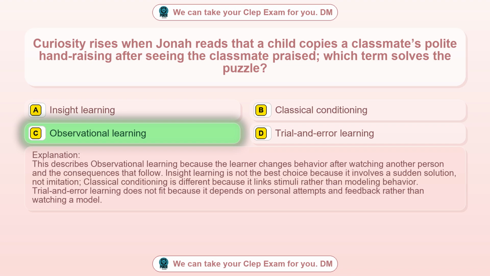This describes observational learning because the learner changes behavior after watching another person and the consequences that follow. Insight learning is not the best choice because it involves a sudden solution, not imitation. Classical conditioning is different because it links stimuli rather than modeling behavior. Trial and error learning does not fit because it depends on personal attempts and feedback rather than watching a model.